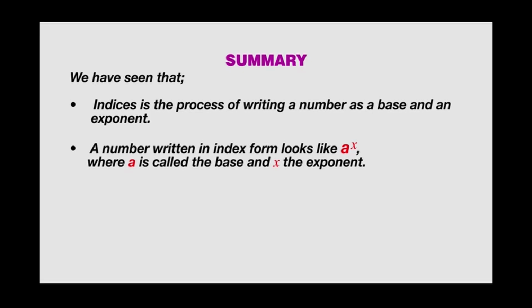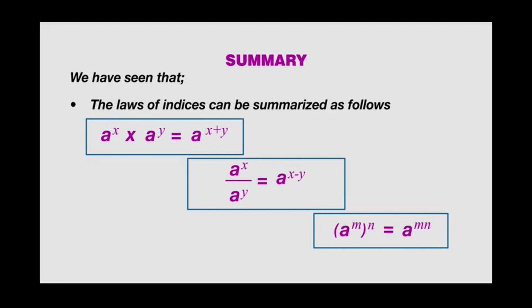Again, we saw that the laws of indices can be summarized as follows. A to the power x times a to the power y is equal to a to the power x plus y. And a to the power x divided by a to the power y is equal to a to the power x minus y. Then a to the power m all raised to the power n is equal to a to the power mn.